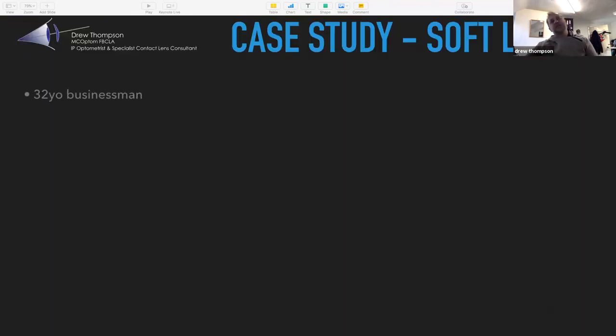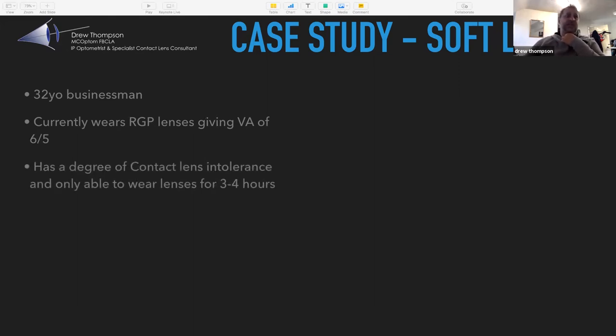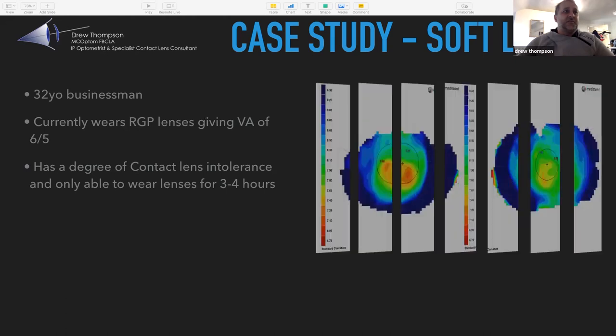This is a case study of a chap I saw a few years ago now. He's a 32-year-old businessman, quite a successful businessman. He'd been wearing RGPs for some time. It did give him a vision of 6.5, but he really wasn't happy with them. His intolerance was quite bad. He wasn't able to wear his lenses for more than 4 hours a day. If you think about that, it's not really long enough, especially if you've got a 12-hour working day. It's not really good enough.